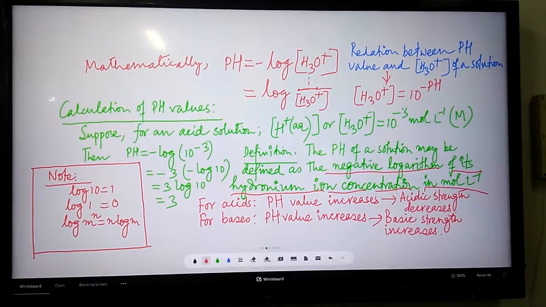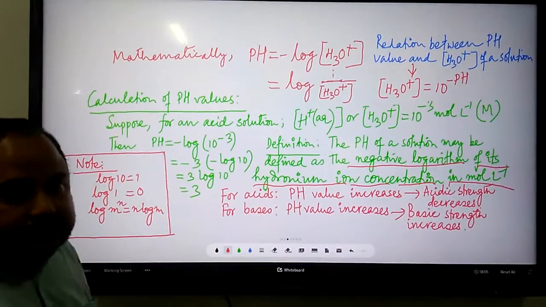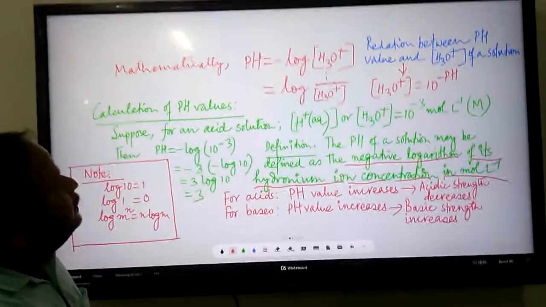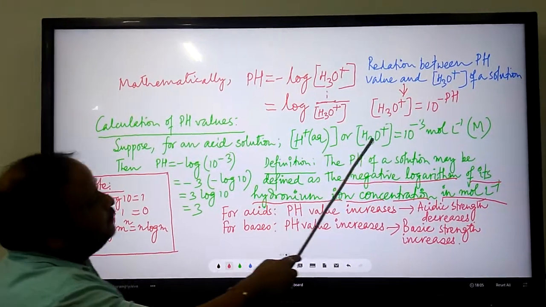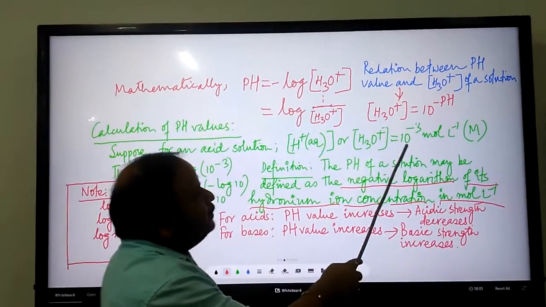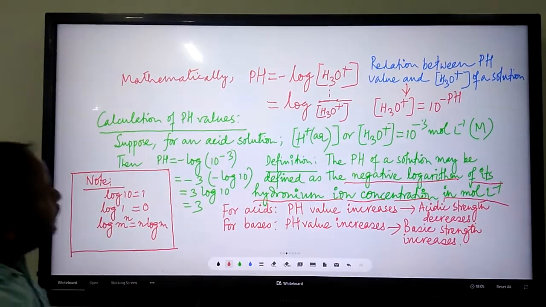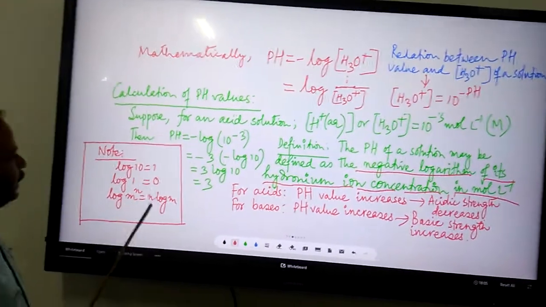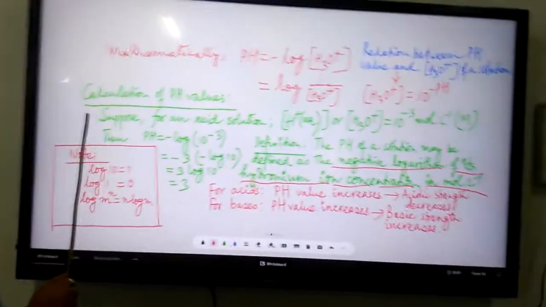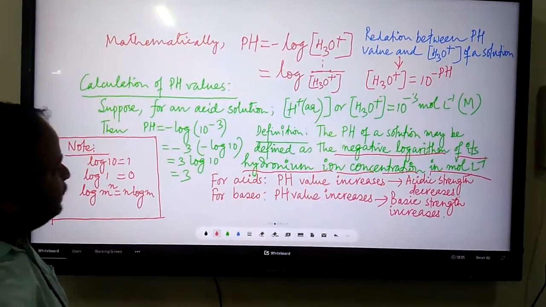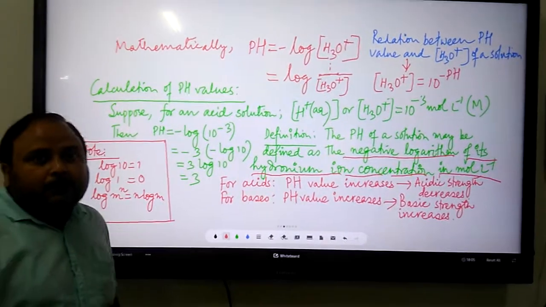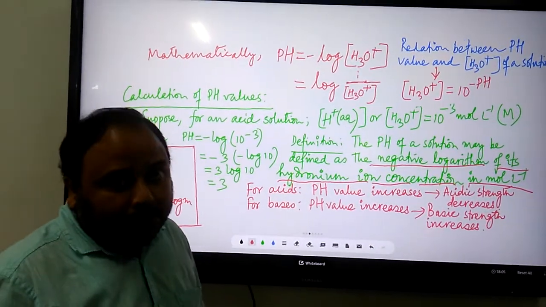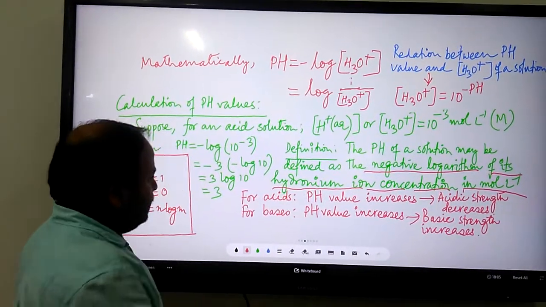Mathematically, when you want to calculate the pH of the solution of acid, there is no problem at all because the acid produces hydronium ion. We just need to know the hydronium ion concentration, then we will put it in this relation, the values are plotted, and after that we get the pH value of that acidic solution. But what if we want to calculate the pH value of the solution of a base?